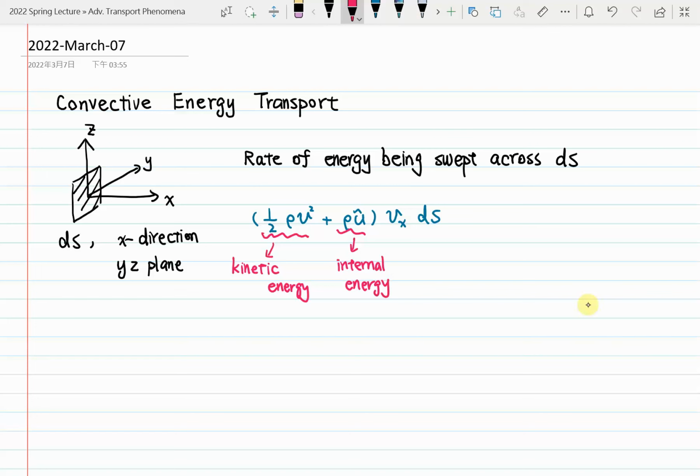And the last part, vx dS, this is actually dVx, which is the volume flow rate in the x direction.